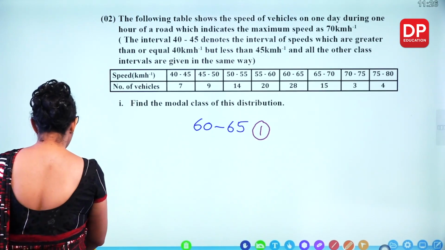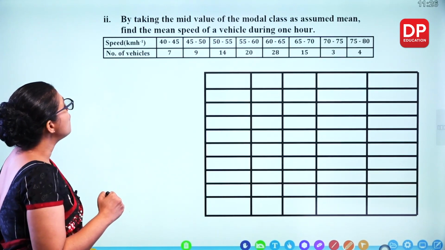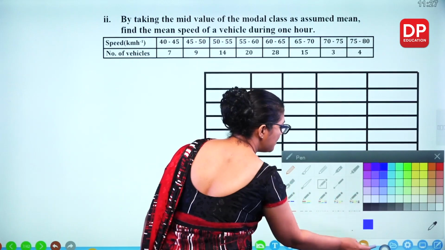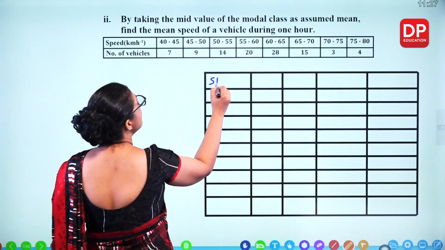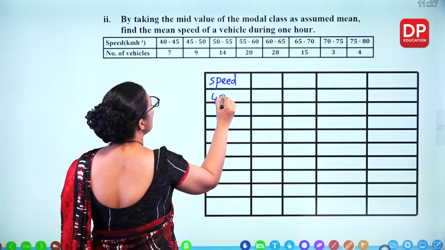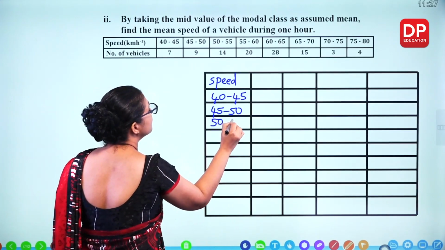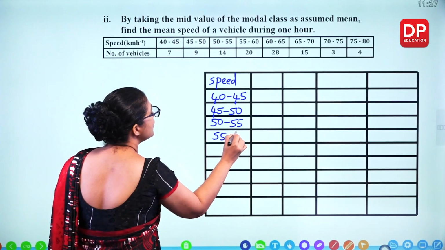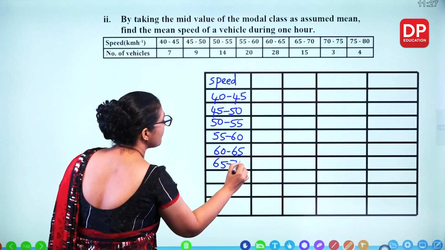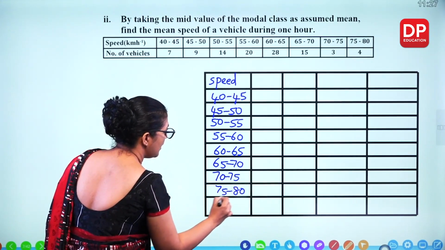Let's take the second part. By taking the mid value of the modal class as assumed mean, find the mean speed of a vehicle during 1 hour. So we'll calculate the mean. So first you can write down the value. Speed is given, kilometers per hour, 40 to 45, 45 to 50. First fill all the values and then we'll calculate the mean. And this is the total.